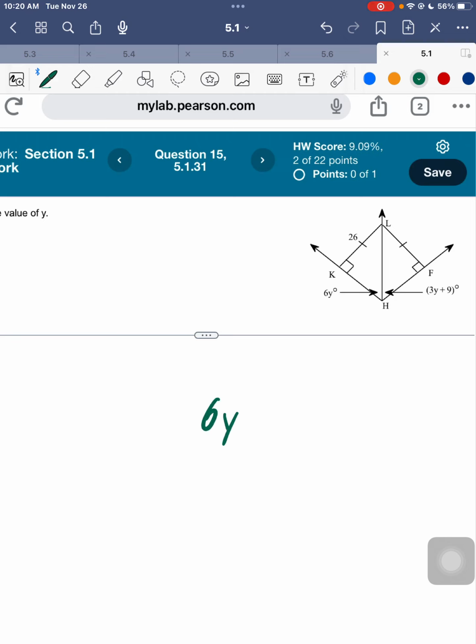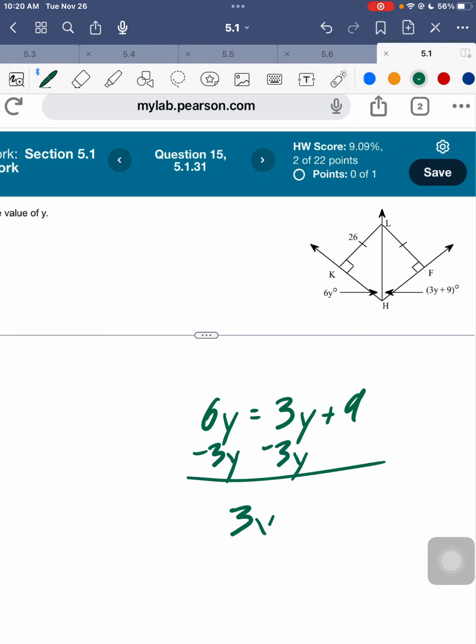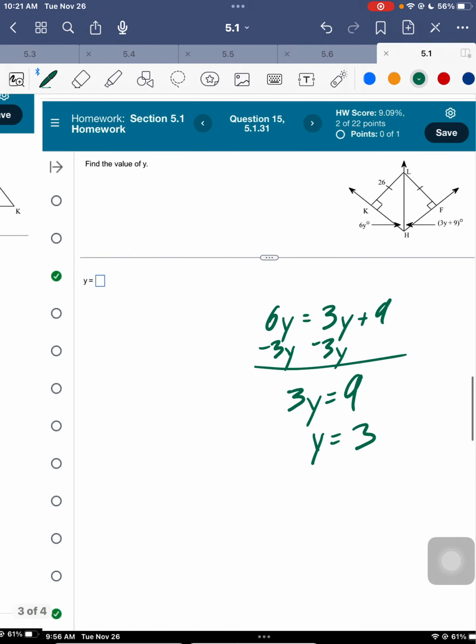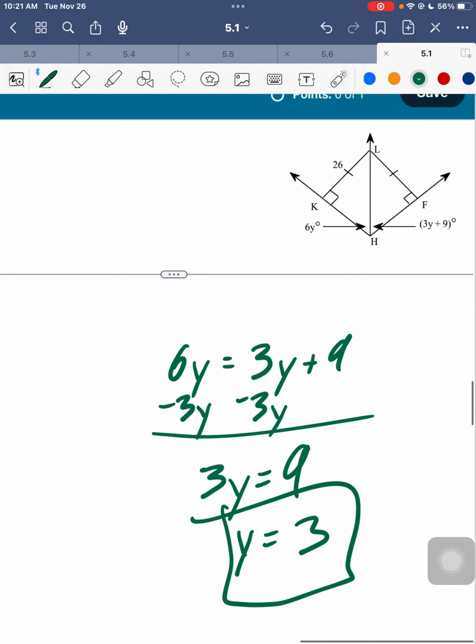So we have 6y equals 3y plus 9 minus 3y minus 3y. 3y equals 9, so y equals 3. Perfect. And now they asked us for y, so our answer is done. Our answer is that. But if they would have asked us what is the value of KHL, we would have had to plug this onto here. So our answer would have been 18.